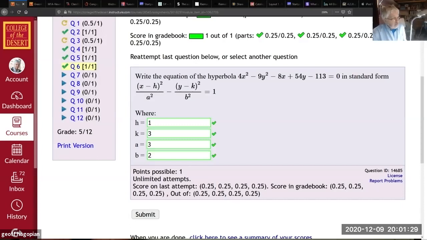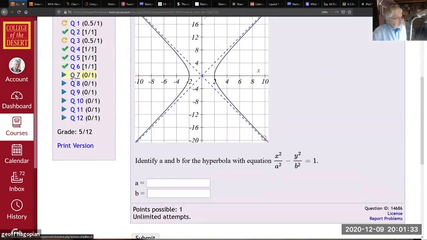All right, moving along here, number 7. So here we have a graph. Identify A and B for this equation, right? So it's a hyperbola centered at the origin. That's nice. We see that the distance from the center to vertex is 2. That means that A is 2, right?